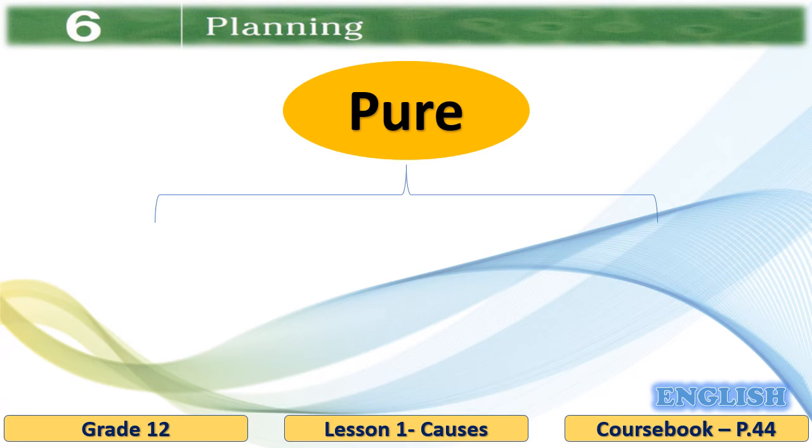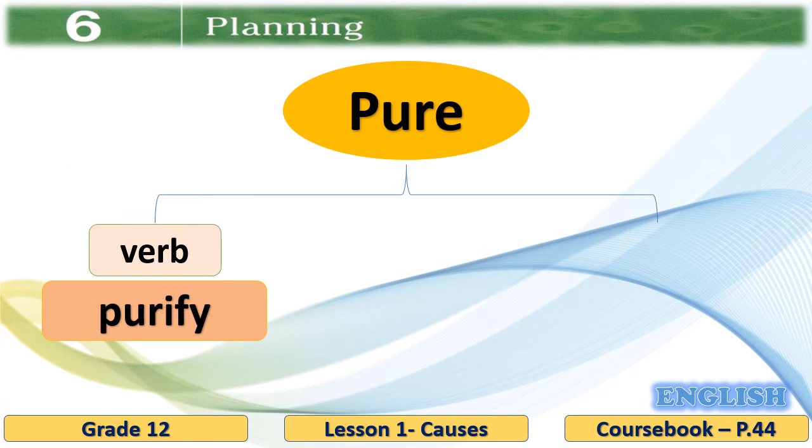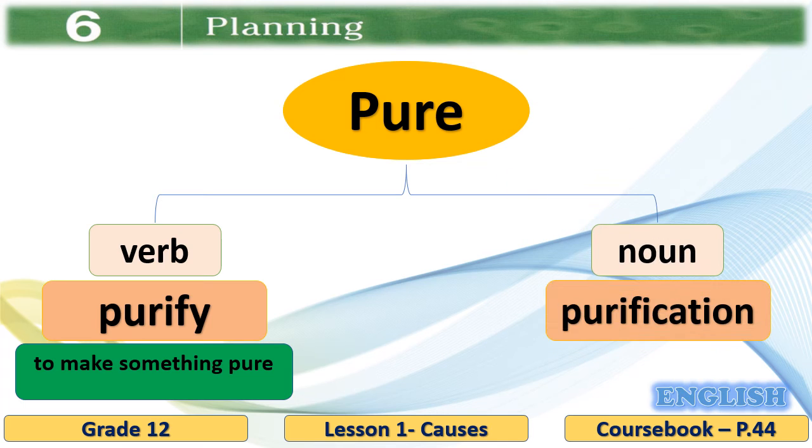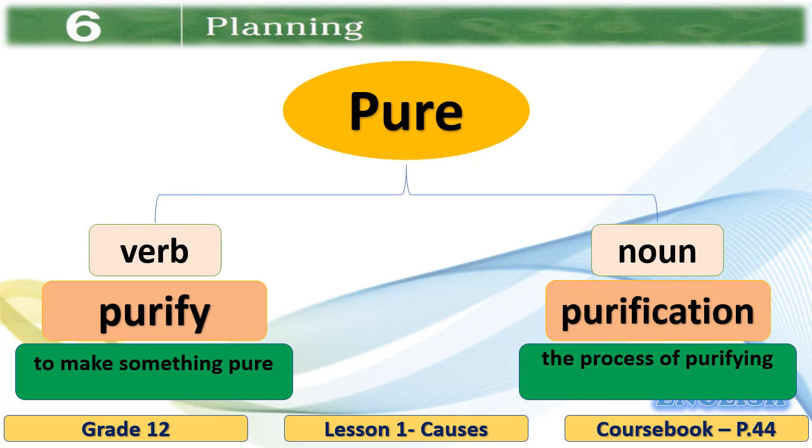Dear students, before we move to exercise number 6, let's have a look at the word formation in the following chart. Now we have the word pure. The word pure can be changed into a verb by saying purify, which means to make something pure. We can also change it into a noun by saying purification, which means the process of purifying.